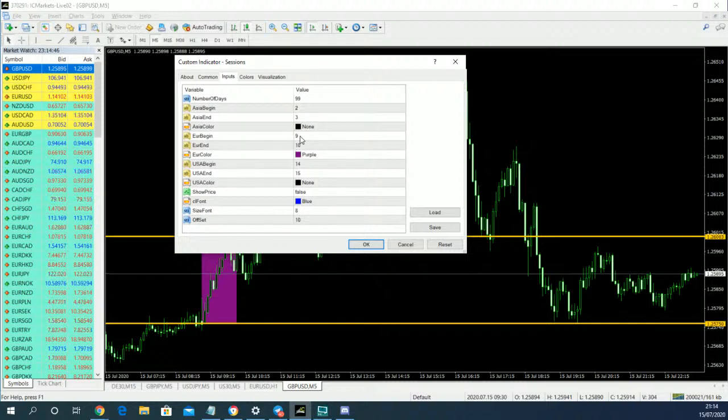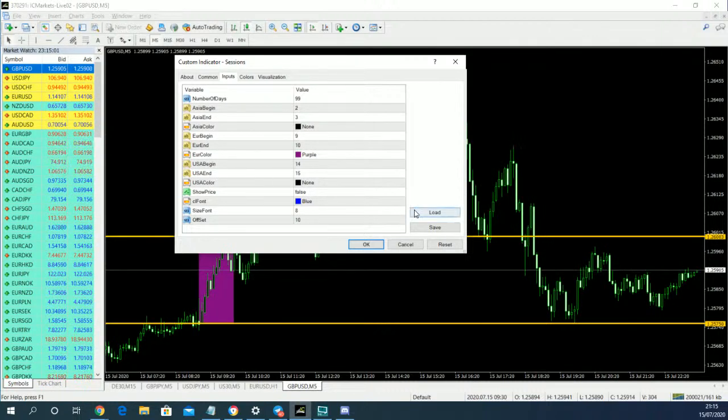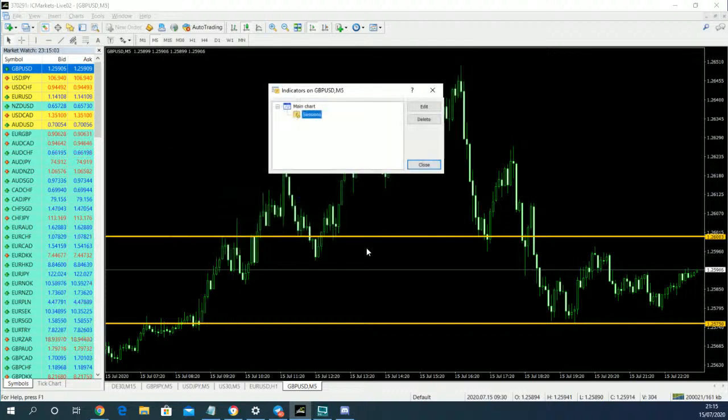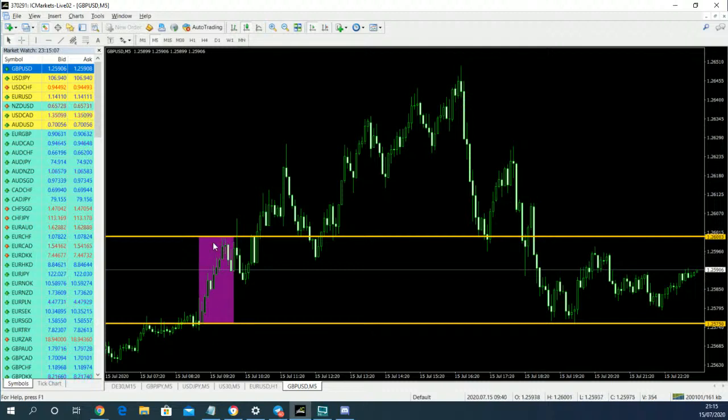So add 2 hours to the GMT because my broker is 2 hours ahead. If your broker is 5 hours ahead, you add 5 hours to GMT. If your broker is 3 hours ahead, you add 3 hours to the GMT time, and so on and so forth. Good stuff. Okay, that's how we got the purple box.